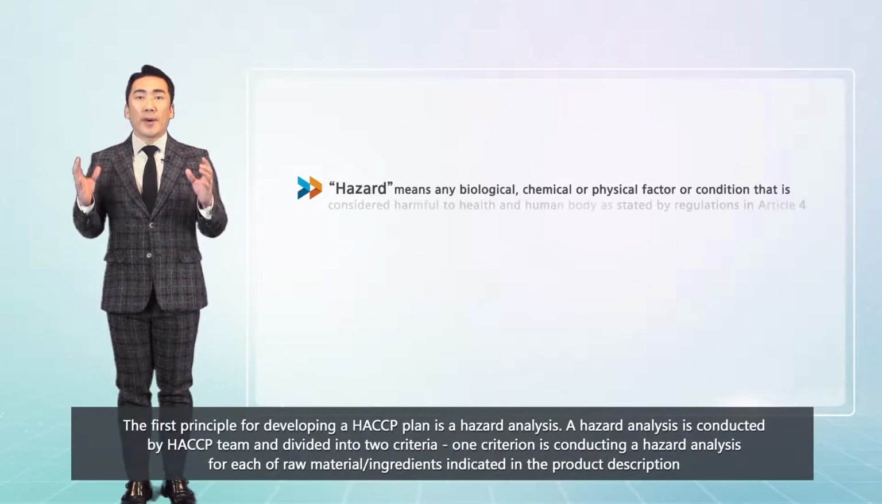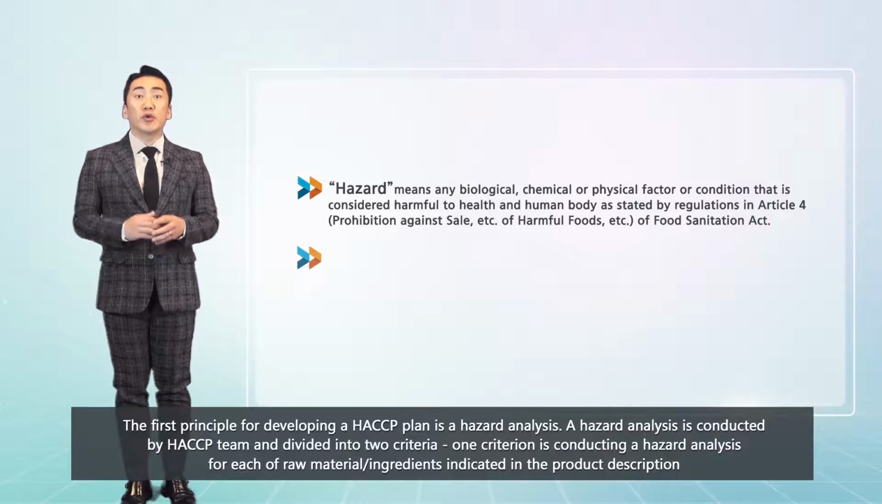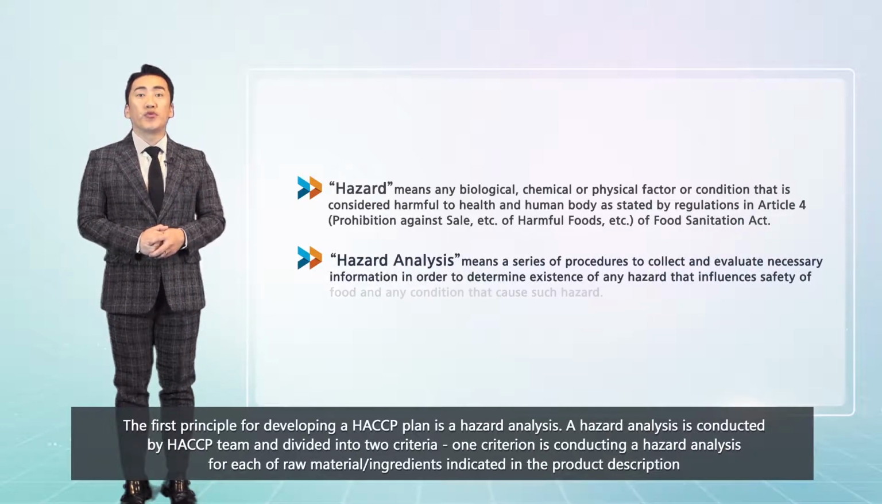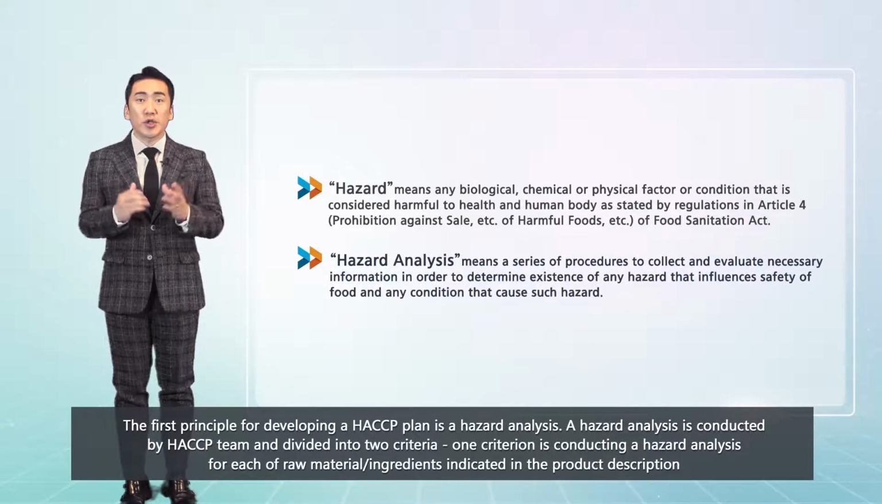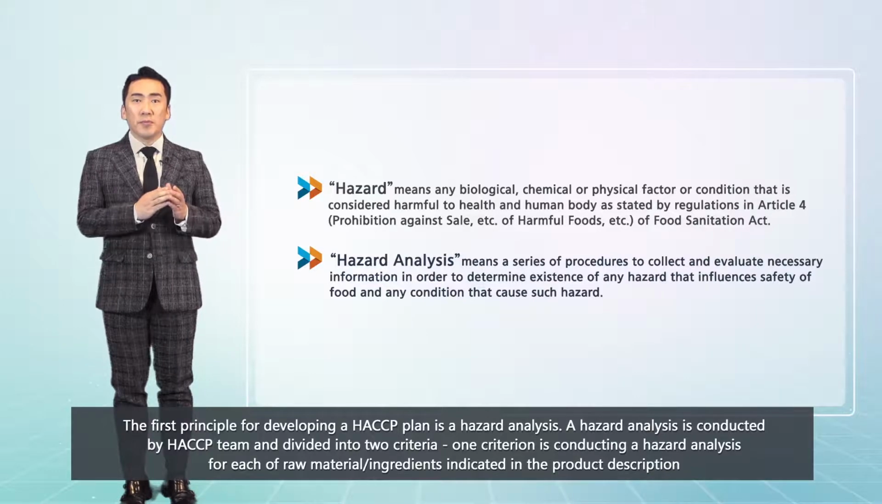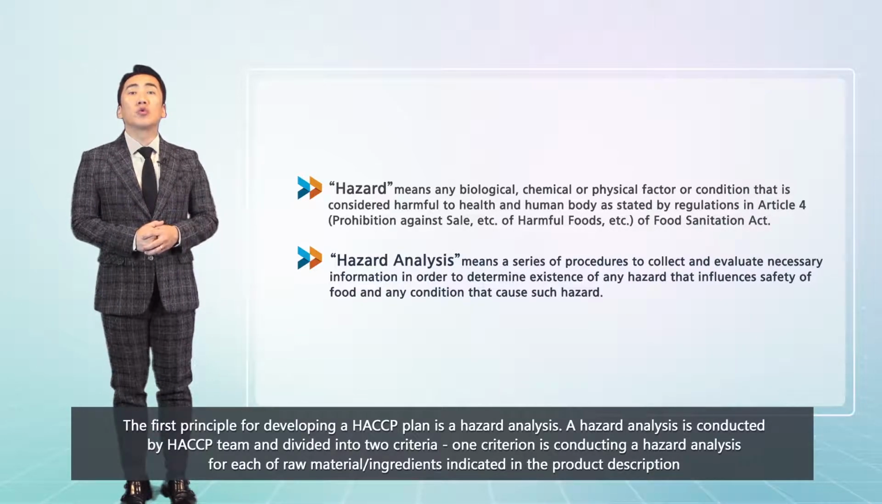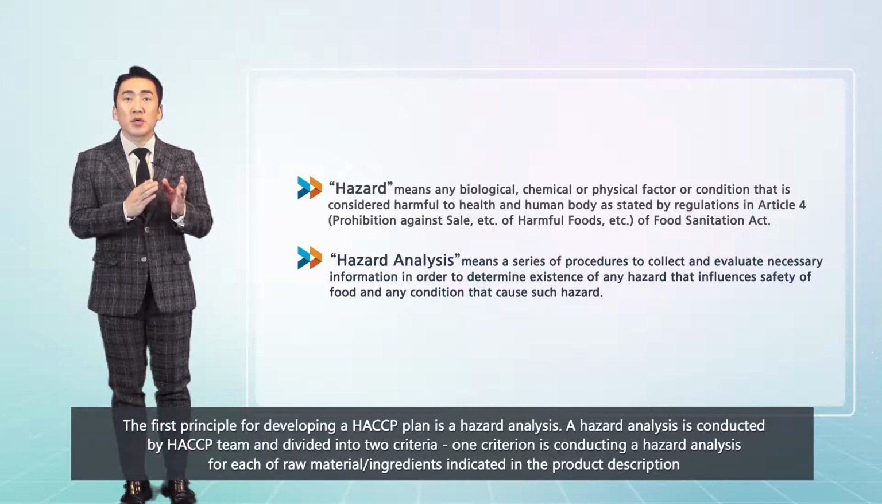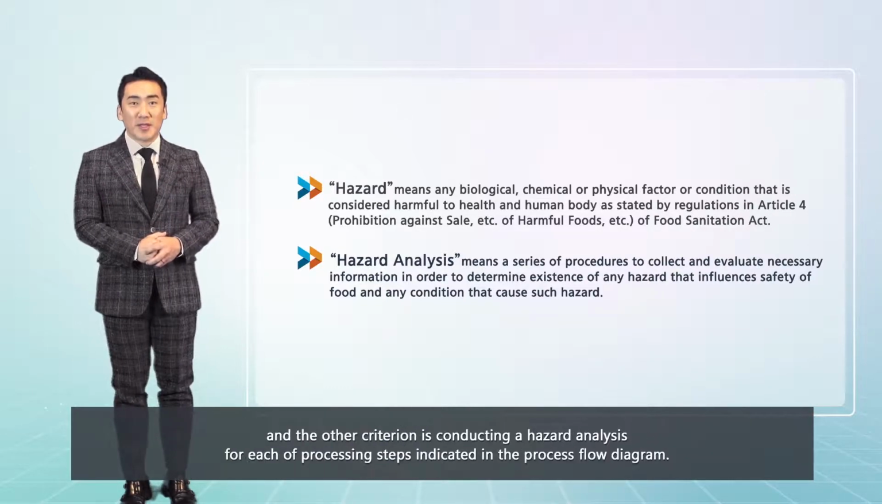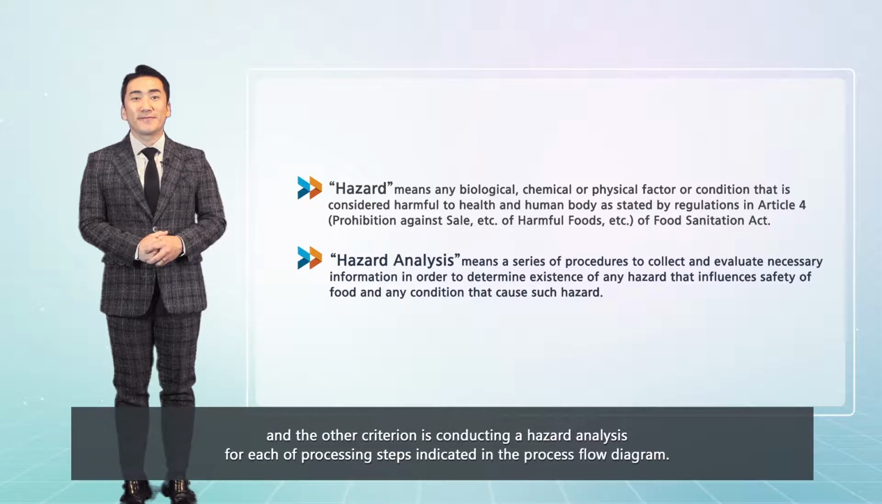The first principle for developing a HACCP plan is a hazard analysis. A hazard analysis is conducted by the HACCP team and divided into two criteria. One criterion is conducting a hazard analysis for each raw material or ingredient indicated in the product description, and the other criterion is conducting a hazard analysis for each of the processing steps indicated in the process flow diagram.